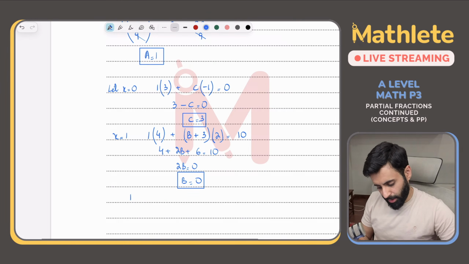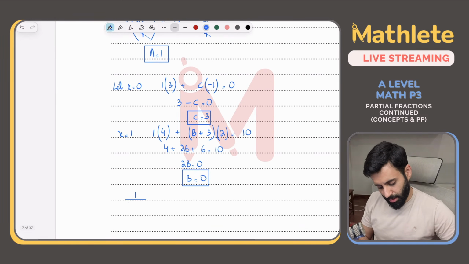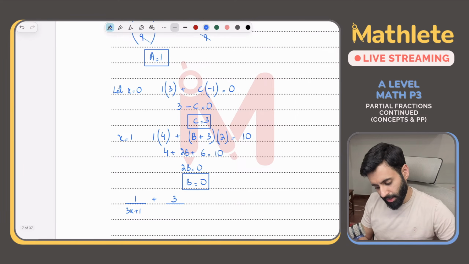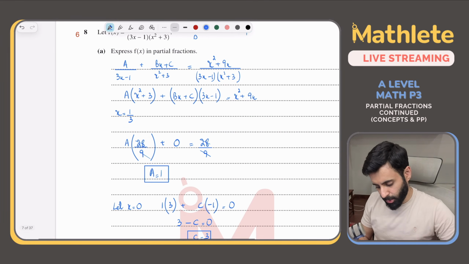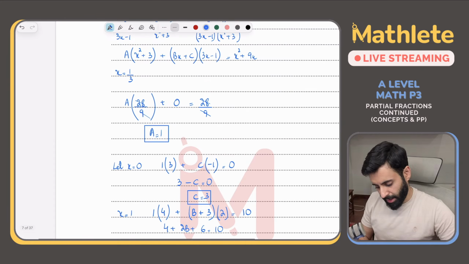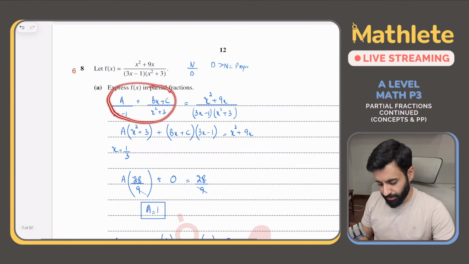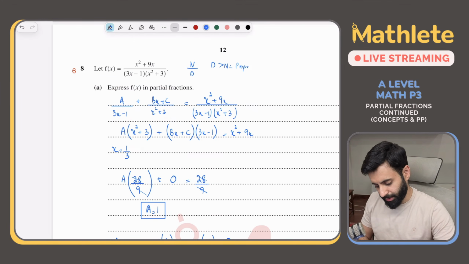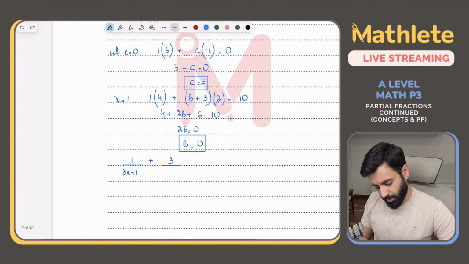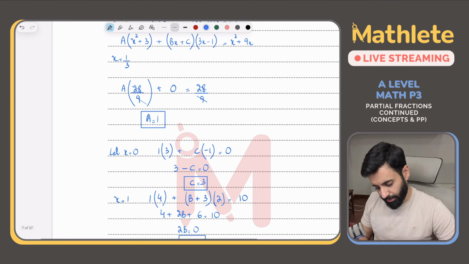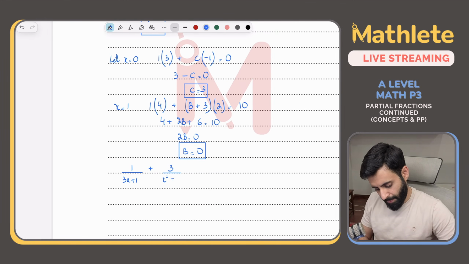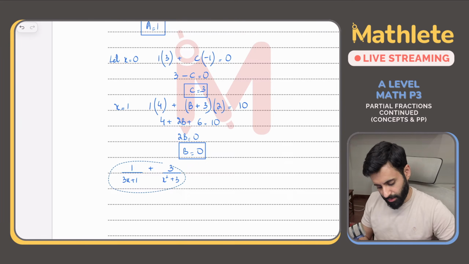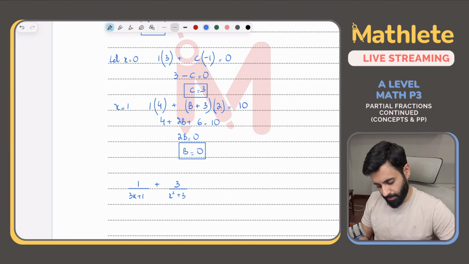So a over the linear factor, which means a over 3x minus 1, plus bx plus c, which means simply 3. Now notice this has basically become type 2. But we're not going to make it type 2 when we are expressing it in partial fractions. We will always write bx plus c if this is linear. So your answer will be such that it will make it linear. So 3 over the quadratic factor, which is x squared plus 3. And that is the final answer. There you go.